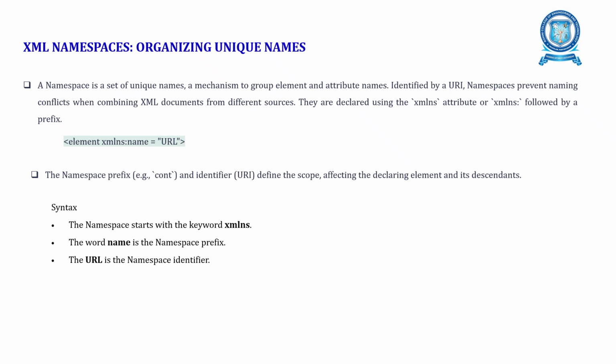The namespace prefix and identifier define the scope, affecting the declaring element and its descendants. The namespace starts with the keyword xmlns, then the name in the namespace prefix. The URL is the namespace identifier. This is the syntax for an element: xmlns:name, the namespace prefix equal to the URL.